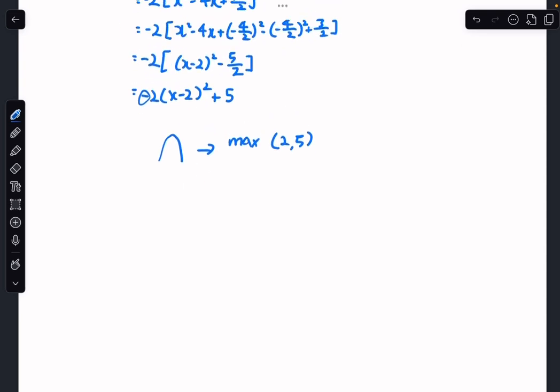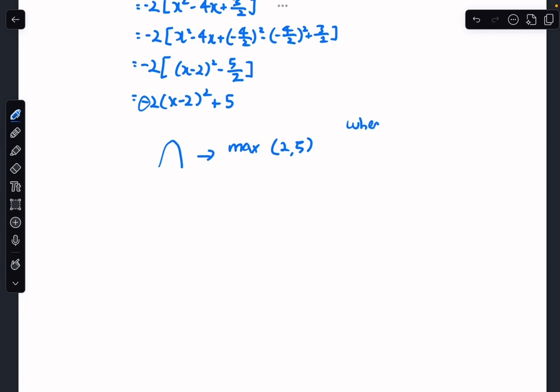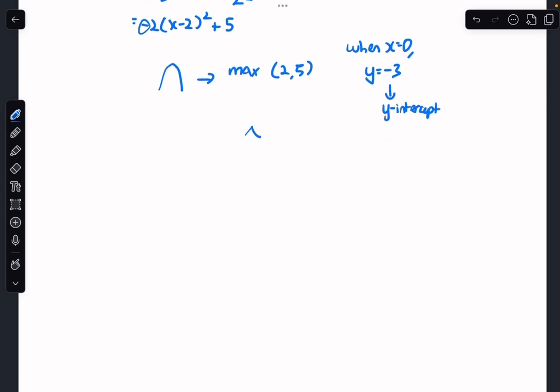So let's see, when x equals 0, y equals negative 3. So this is the y-intercept. Okay, let's draw the graph. Okay, y, x, label 0. We know the shape of the graph is somewhat like that.